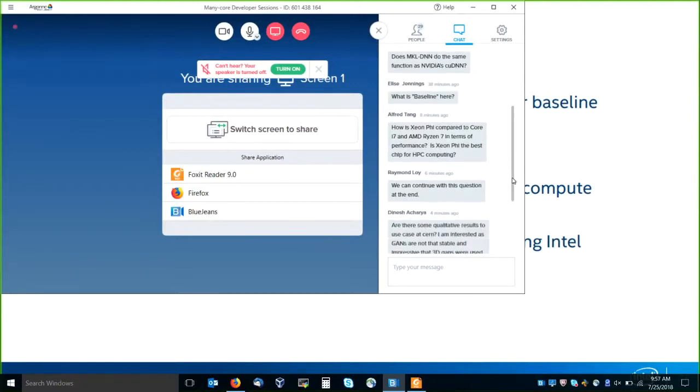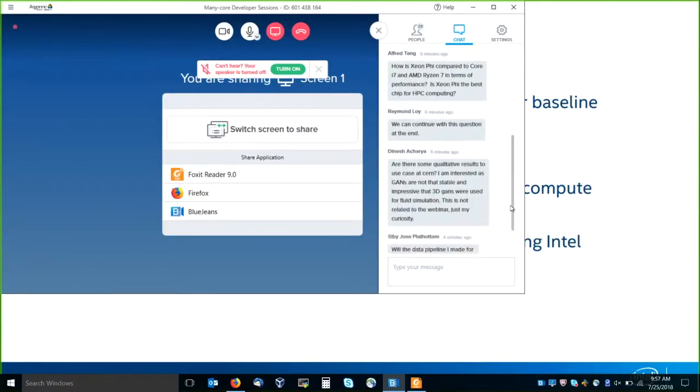Maybe take the next question. Yeah, the next question is, are there some qualitative results for the use case at CERN? I'm interested as GANs are not that stable, and it's impressive that 3D GANs were used for fluid simulation. This is not related to the webinar, just a curiosity.